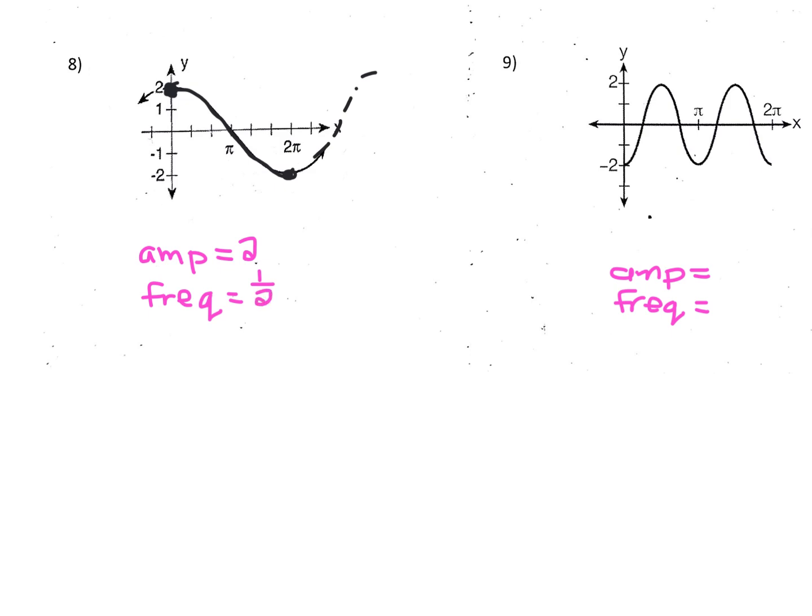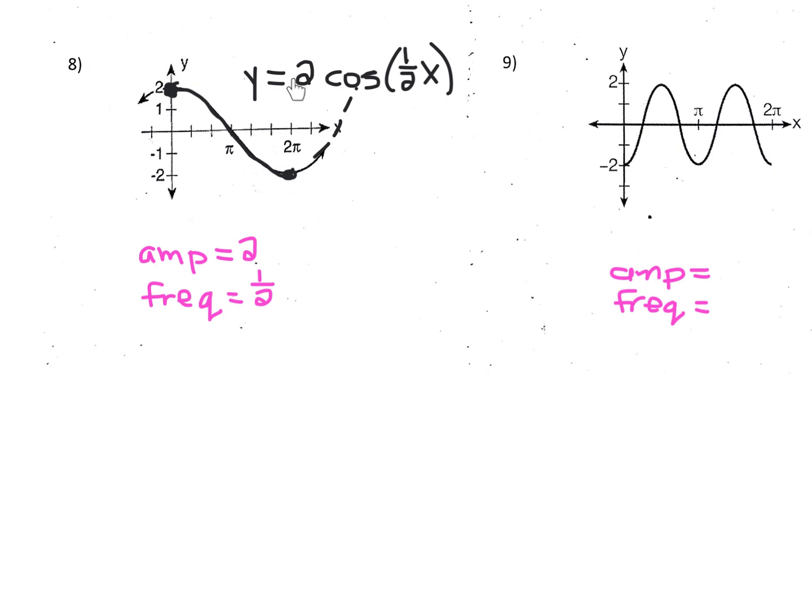So when I go to write the equation, we'll have y equals the amplitude, which is 2, times cosine of the frequency, which is 1/2, in front of our x. Sorry, my pen didn't come out the best there. Now, keep in mind, the reason why this is positive is because cosine, if it starts high and drops low, is a positive cosine curve, so this is going to be positive.